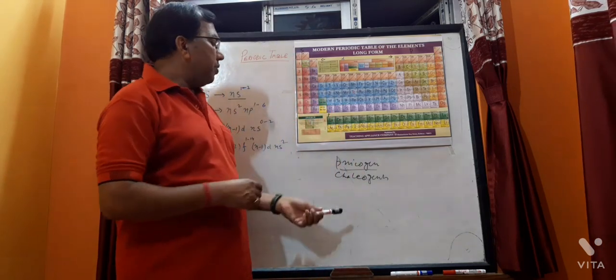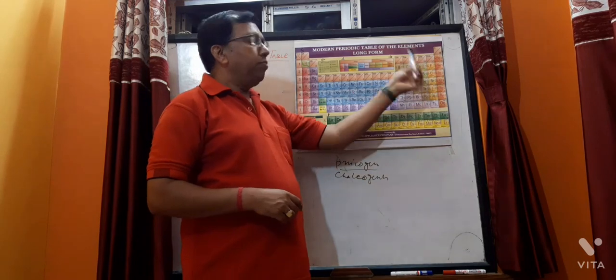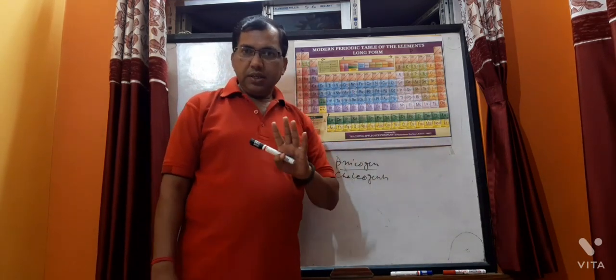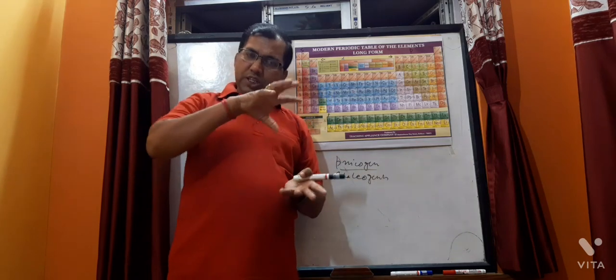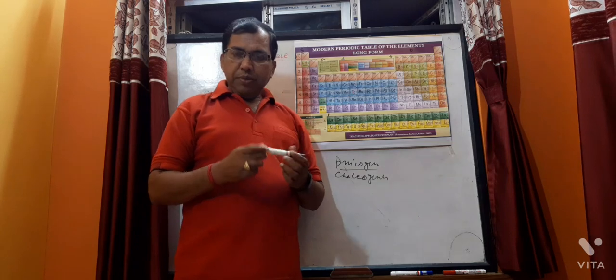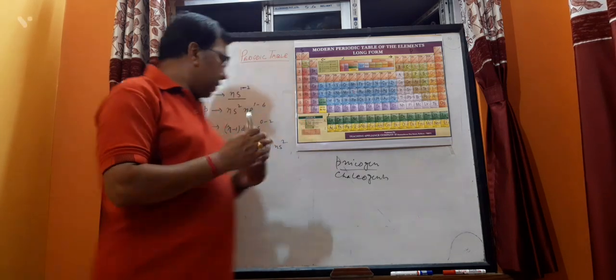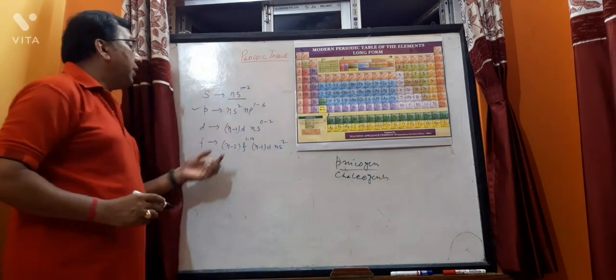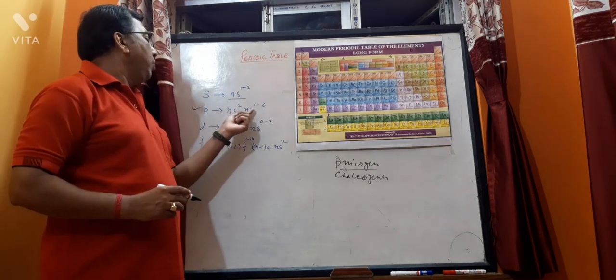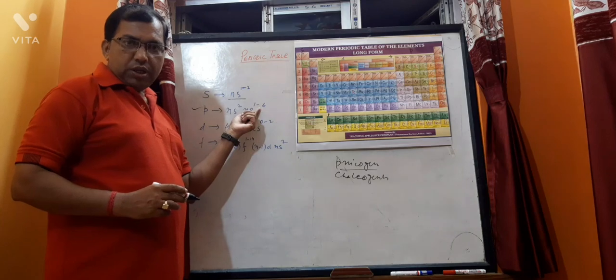Next, what is the general electronic configuration of P block elements? What will be the electronic configuration? It varies from ns2 np1 to ns2 np6. That means ns2 np1 to 6. This is the general electronic configuration of the P block elements. ns2 np1 to 6. Okay.